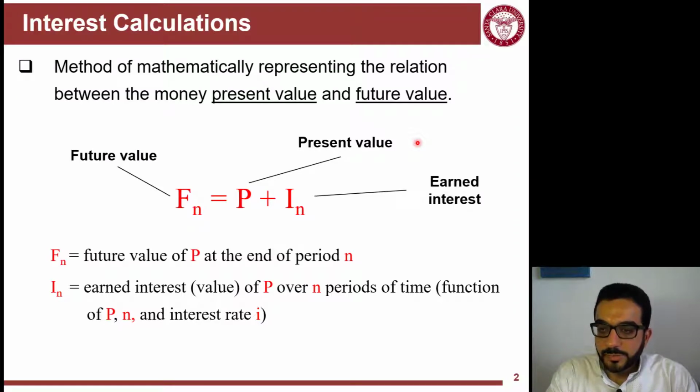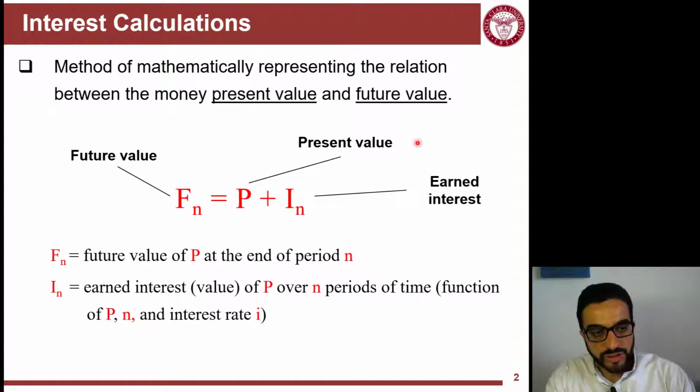Generally, we represent mathematically the change of value of money over time by recognizing that there is a present value of the money and there is a future value of the money. So F and P. P is present, F is future. So F is equal to P, I can pause here, I have to add the earned interest.